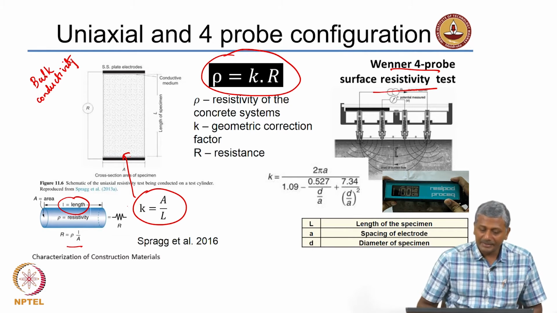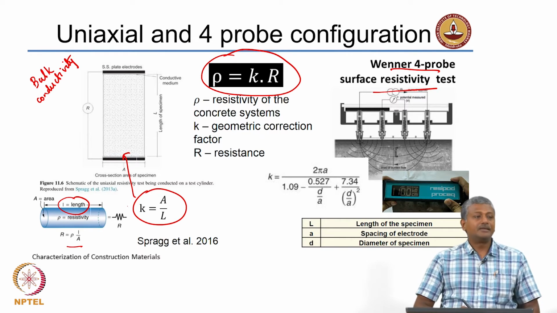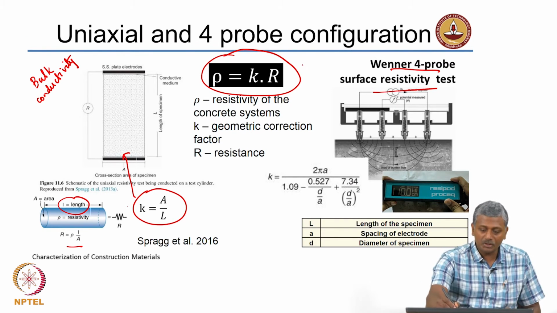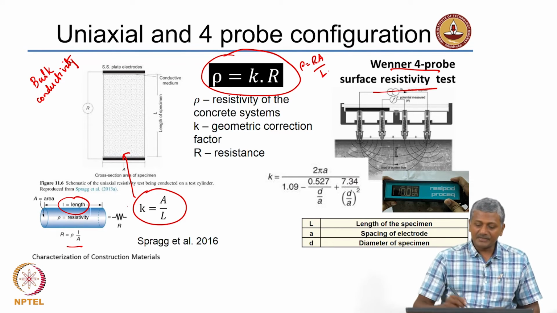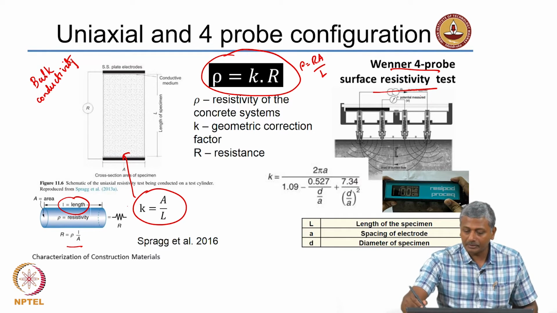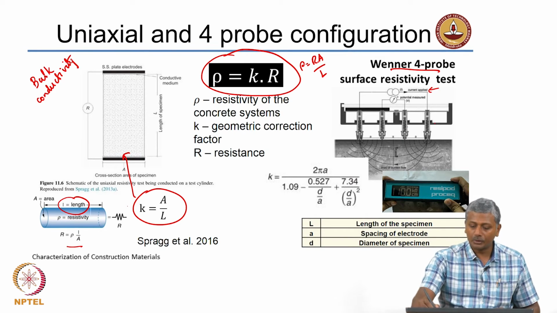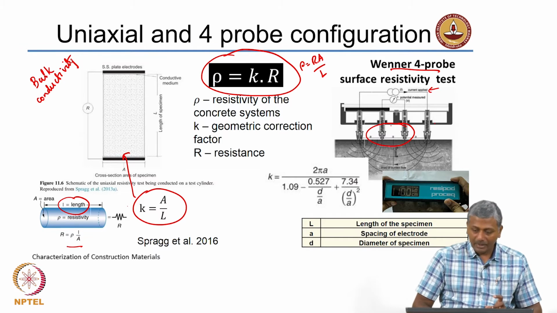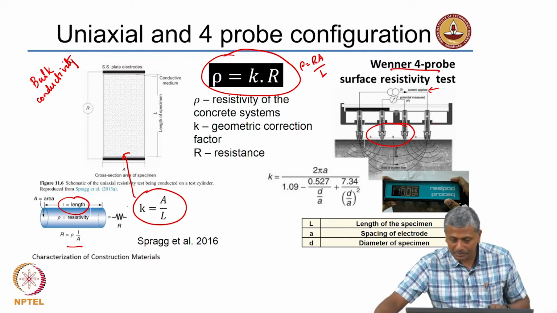So, you have this K represented just as the area divided by the length. It is the same relationship, rho equal to R A by L. In the case of surface resistivity test, it is a little bit more complicated because while you are applying an electrical current across the two outer electrodes, you are trying to measure the potential drop across the two inner electrodes. And again I will come back to this picture later.